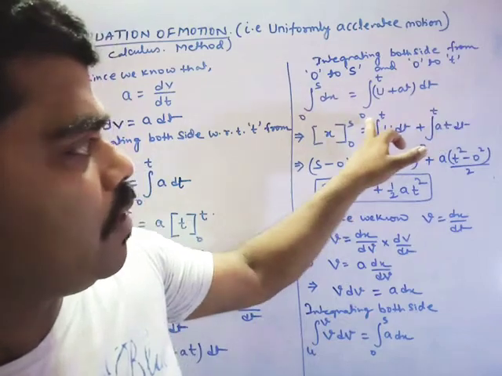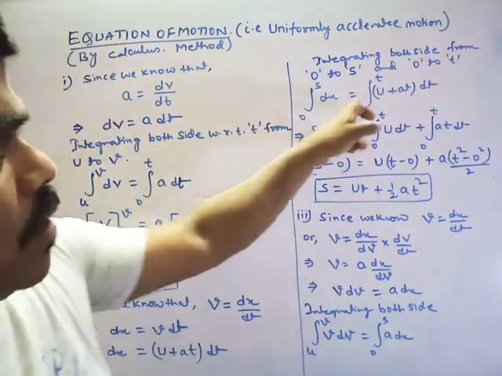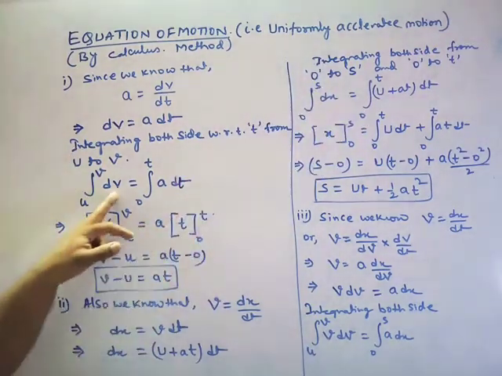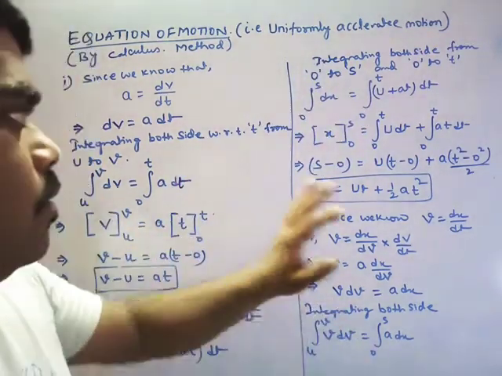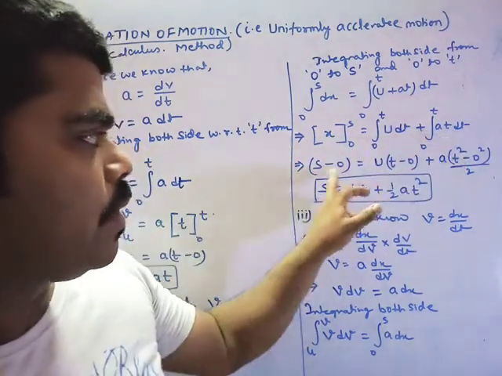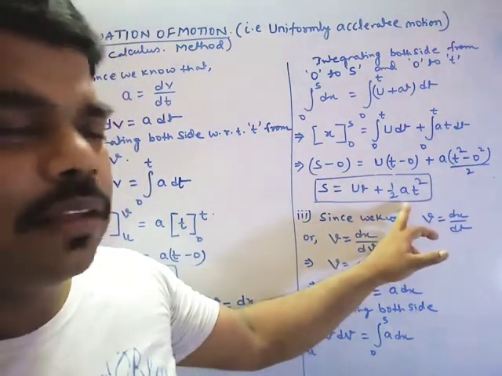So for time, initial is 0 to t. Always we use 0 to t. Look, everywhere we use 0 to t for displacement, 0 to s, but for velocity, initial and final. Okay, 0 to s, ut, at, s minus u, ut and this at square. I think there will be no problem.